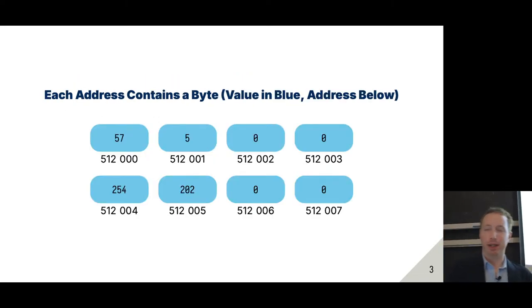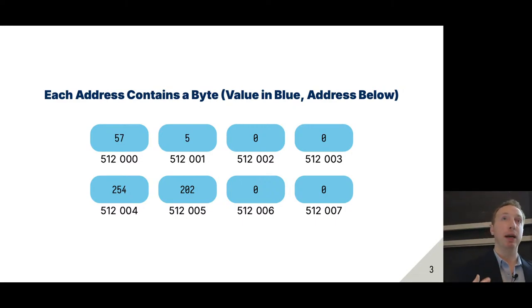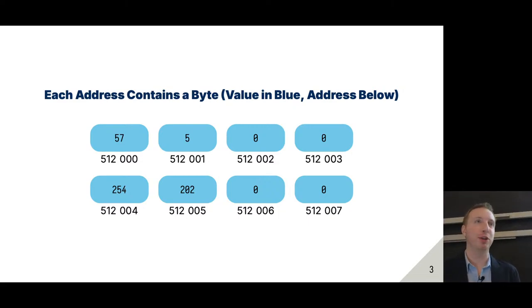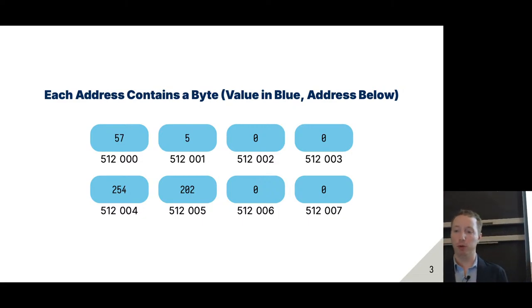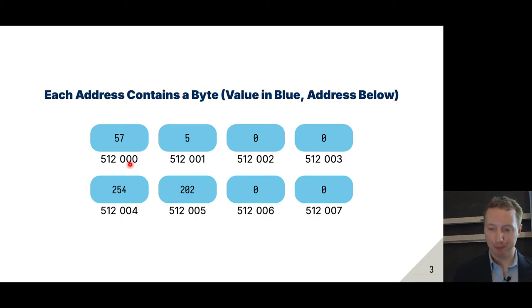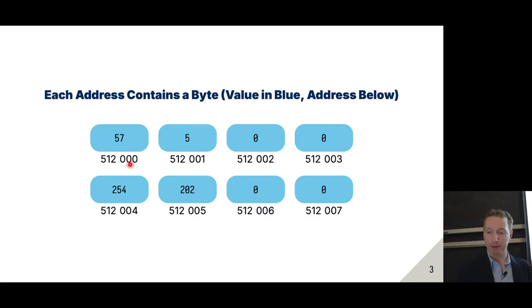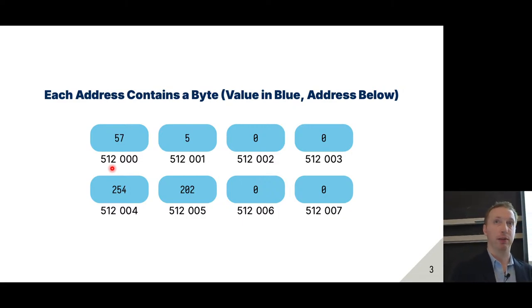So this is kind of what it looks like in memory. Each address contains a byte. Here, the blue boxes represent a byte, and that is the value of the byte. I will just write it out in decimal because we're human, so it's easier to understand. So every number in a blue box, since it is a byte, will be 0 to 255. Below each is the address. Computers can store a lot of bytes, so the byte that has the value 50 or 57 might be at address 512,000 or something like that.